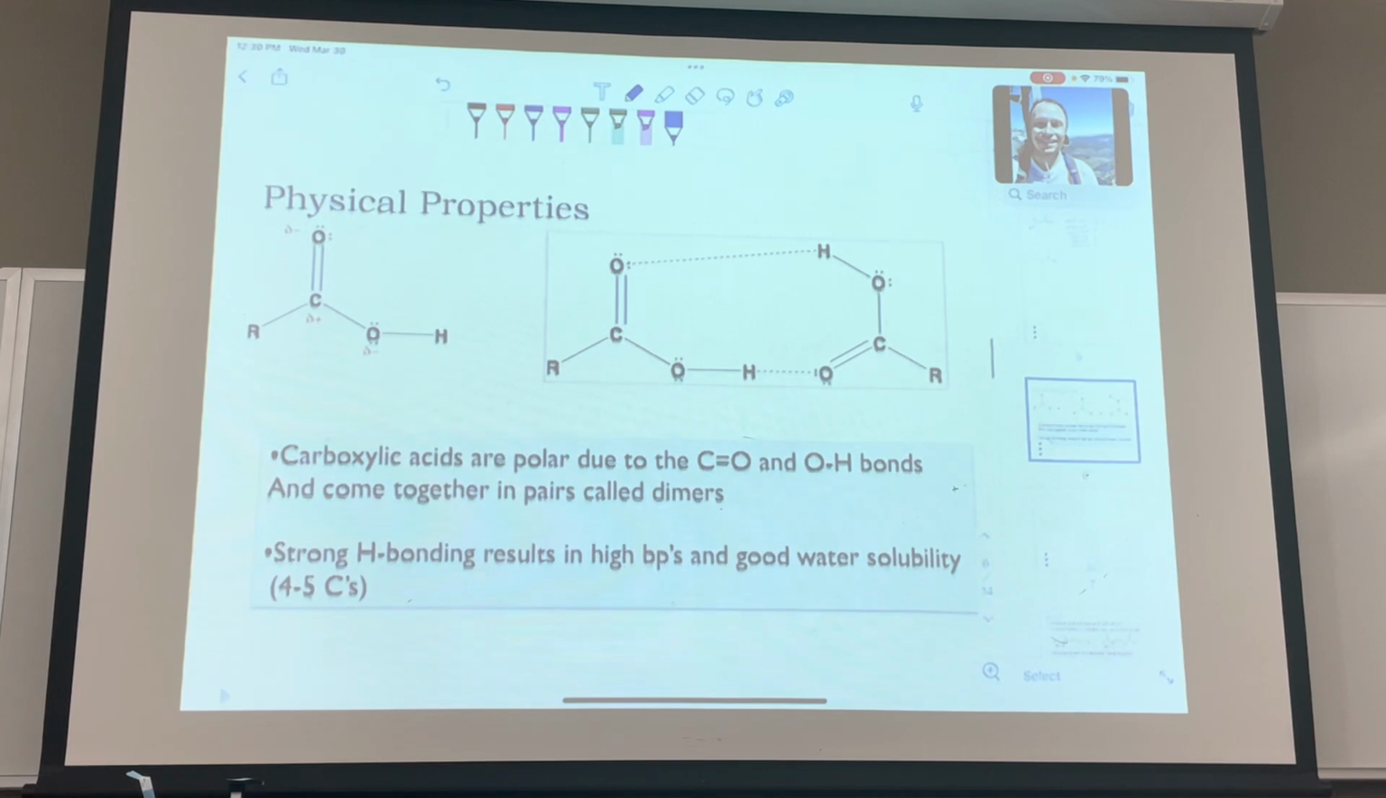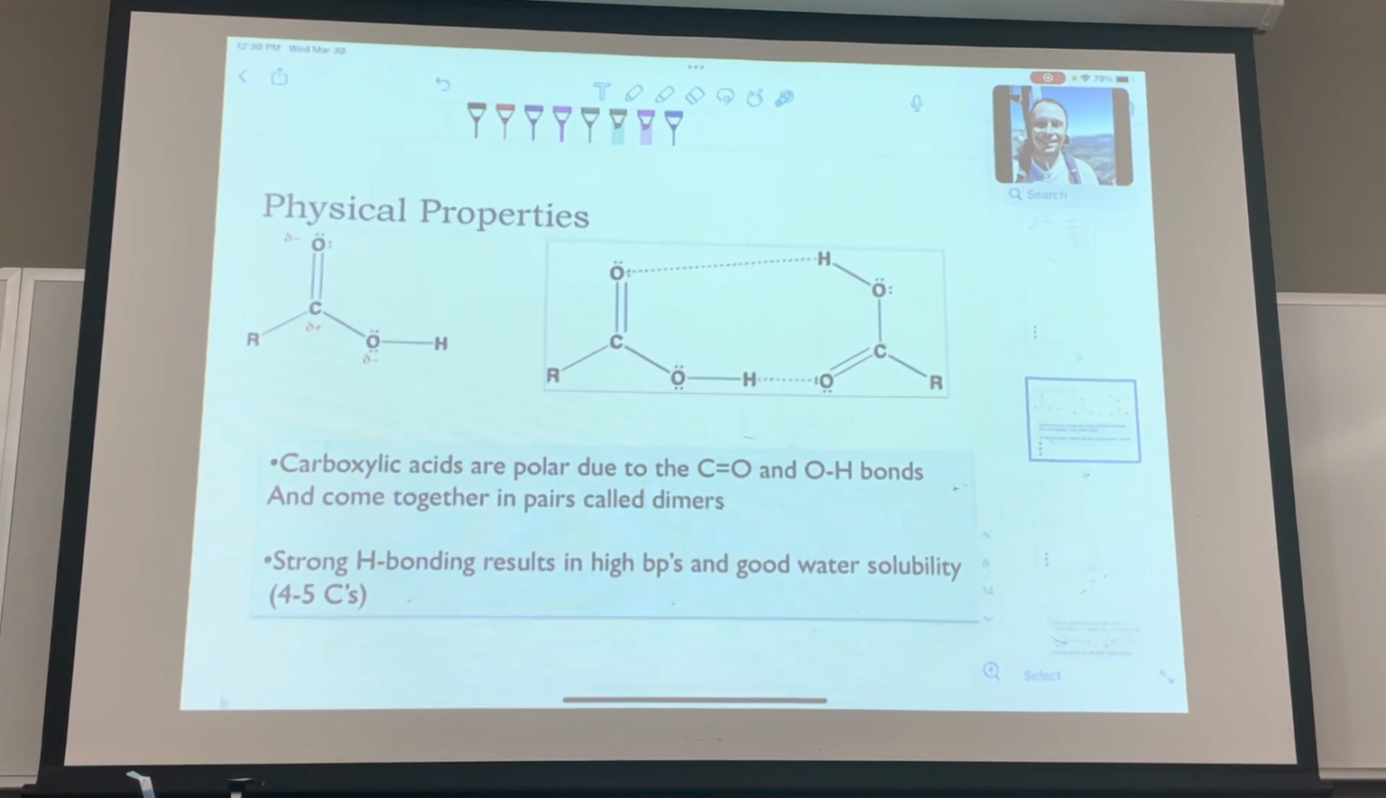They end up doing this type of thing, where the OH of one is shared with the carbonyl of another, and then the other one reciprocates. This is what we call a dimer. So these carboxylic acids are not held together by one hydrogen bond, they're actually held together by 2 hydrogen bonds. And as a result, the boiling points of these things are incredibly high.